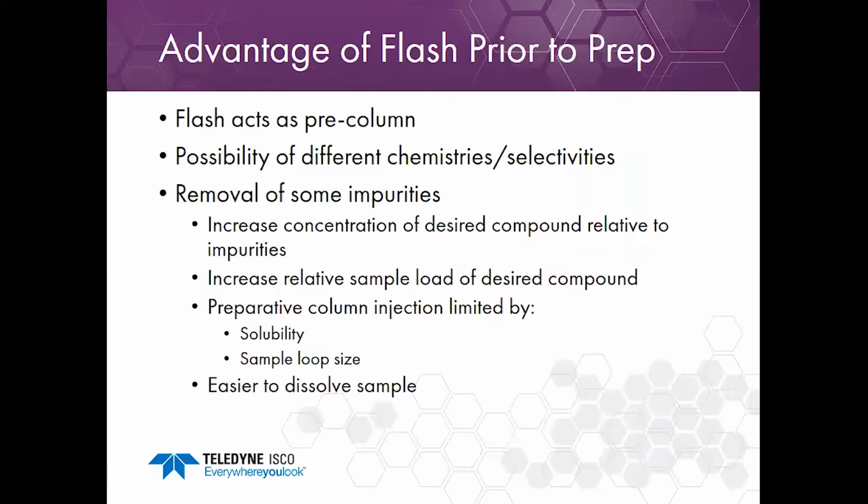By removing impurities, you increase the concentration of the desired compound relative to the impurities. And when I showed you the previous run with the 2 peaks dissolved in the DMSO, you want to minimize the use of DMSO if possible, and so you want to increase the concentration of what you want to purify, so you inject as little DMSO as possible. And the preparative column injection is limited by solubility, so that's one reason we use DMSO.